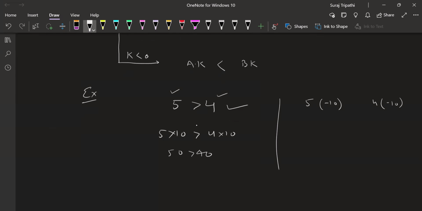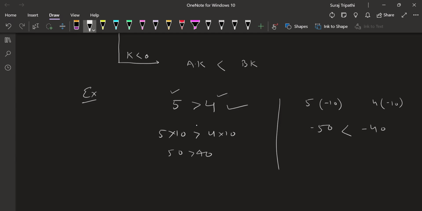Previously it was greater than, now it will become... it is minus 50 and this is minus 40, and minus 50 is not greater than minus 40. It is less than. So the sign of inequality will get changed in case we are multiplying by any negative number, right?